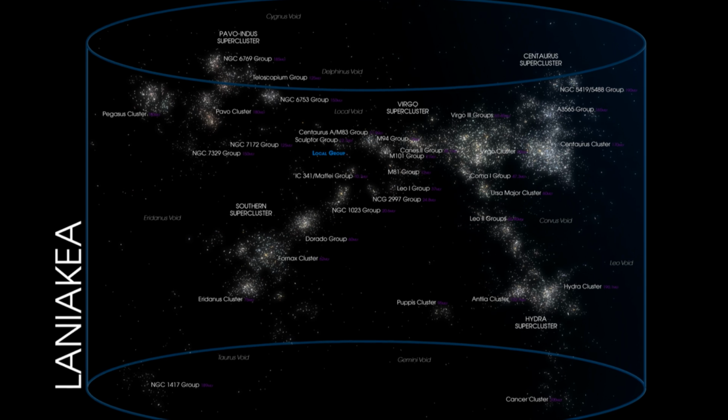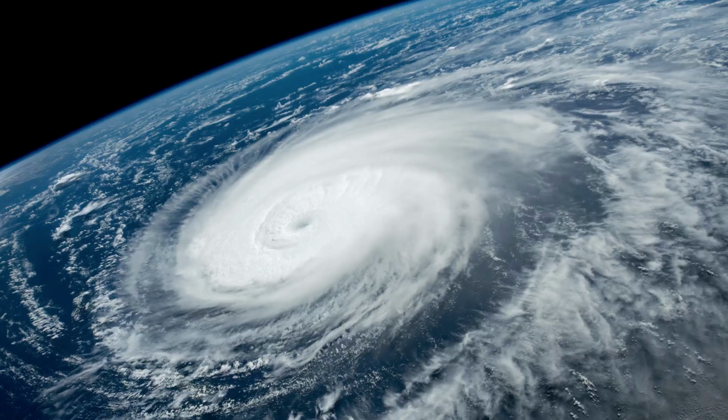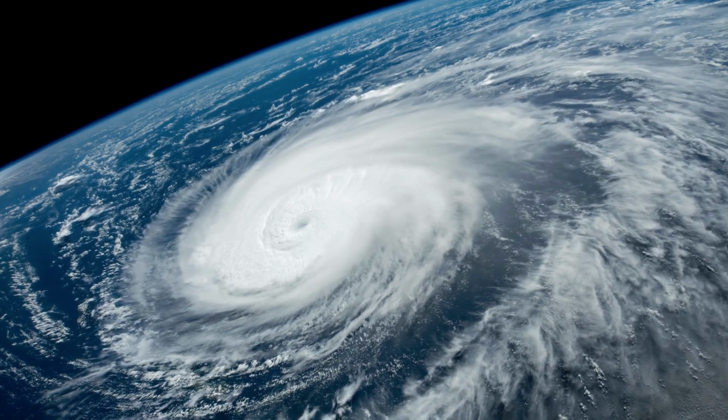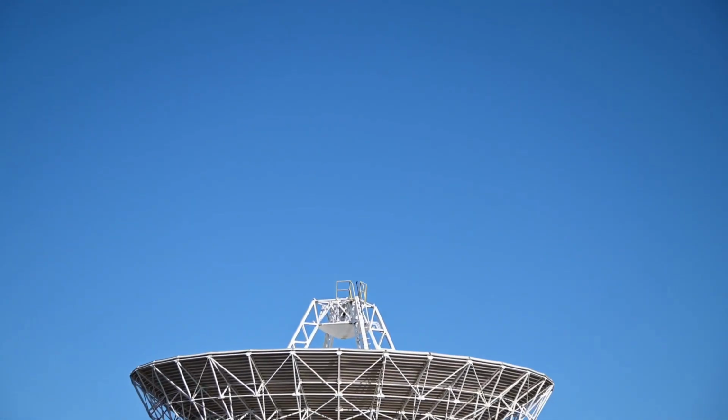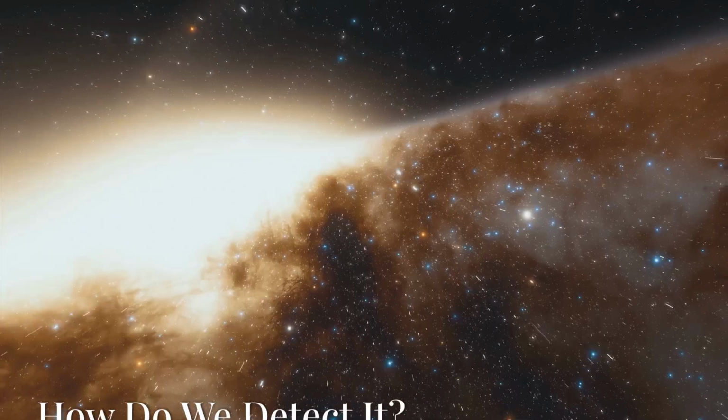But what exactly is it? A supercluster of galaxies? A vast region filled with dark matter? Or could it be something even stranger? It's like trying to figure out what's at the center of a hurricane while being tossed around in one of its outer bands. So how do astronomers study something they can't even see? Let's dive deeper and explore the scientific tools and techniques.